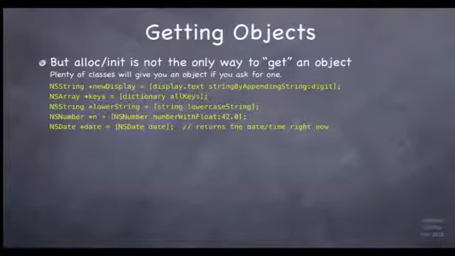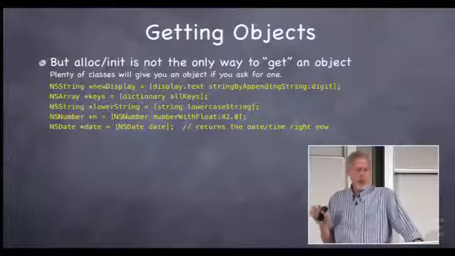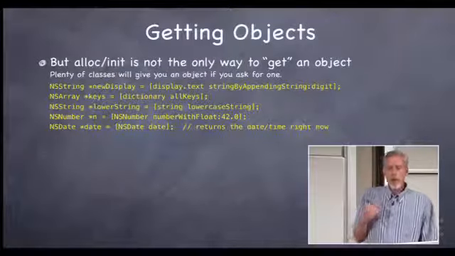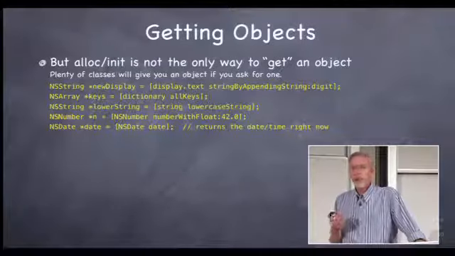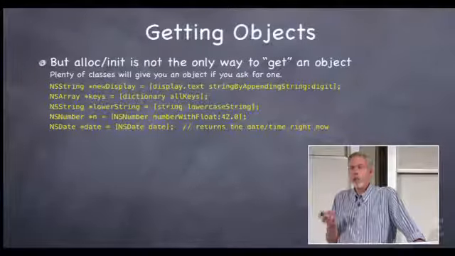So we've talked about allocation, we've talked about init. Now that's not the only way to get an object. And we've seen this all over the place because we wrote our calculator, we only alloced and initted once.